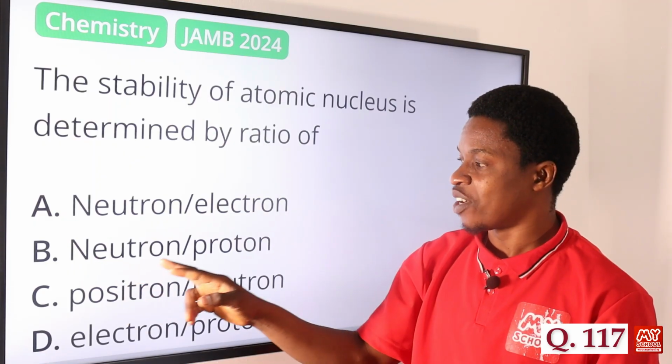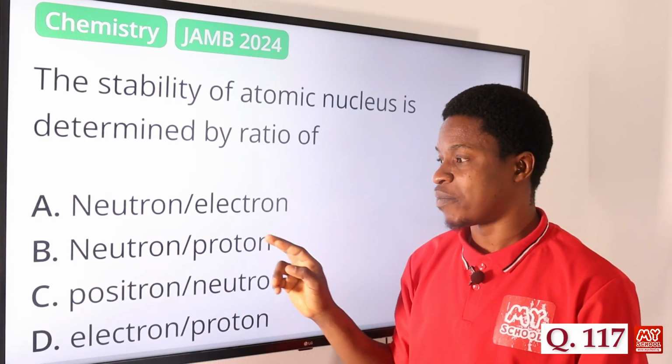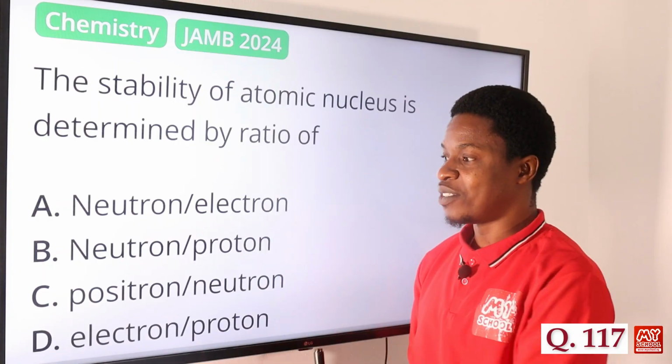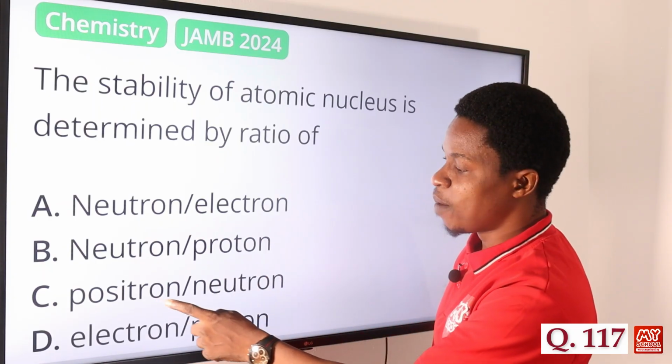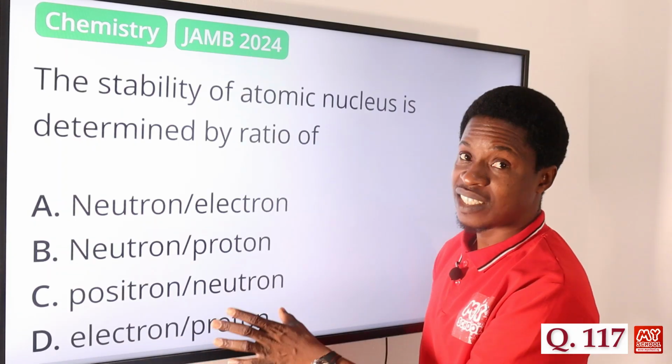Option B is neutron and proton. Yes, ratio of neutron to proton, because both of them are present inside the nucleus, the atomic nucleus of an atom. So this is correct. Option C says positron and neutron. Option D says electron and proton.